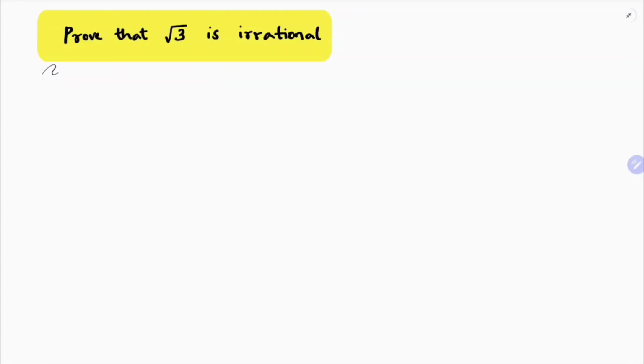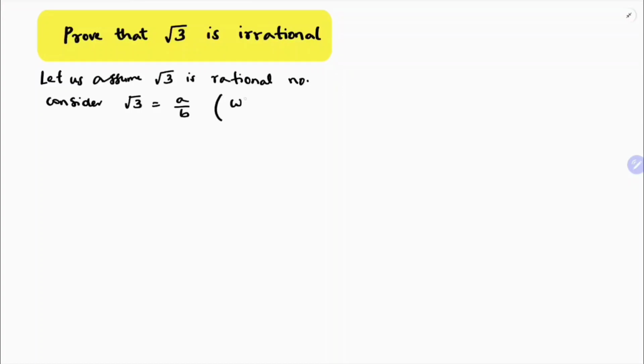First, let us assume root 3 is a rational number. If it is a rational number, we can write it in the form p by q. So here I'll consider root 3 equals a by b, where a and b are co-primes and b is not equal to 0.